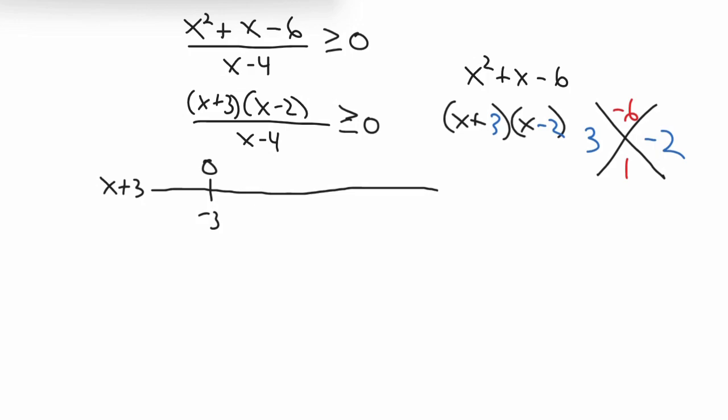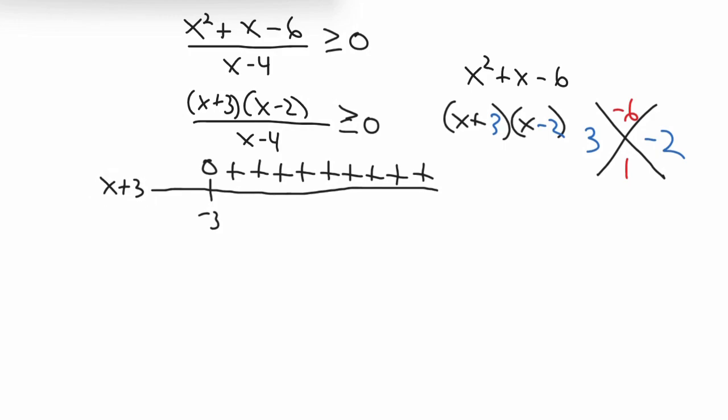If you plug in something bigger than negative 3, like negative 2, negative 2 plus 3 is positive. So anything to the right of negative 3 is going to be positive. If you plug in something smaller than negative 3, like negative 4, negative 4 plus 3 is negative 1.